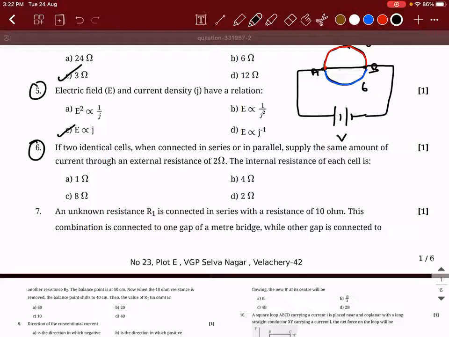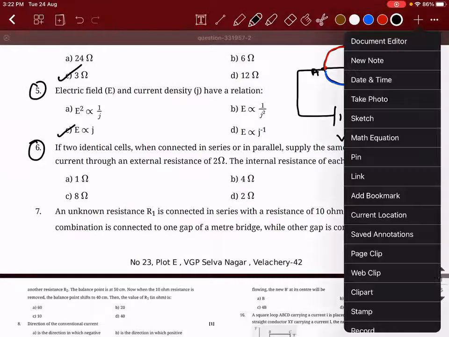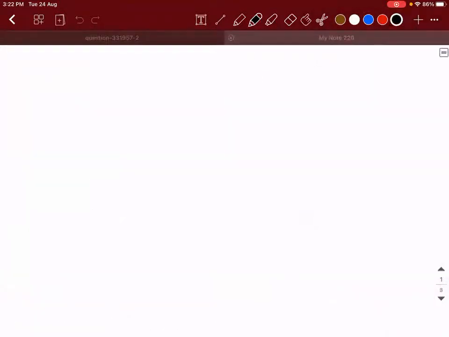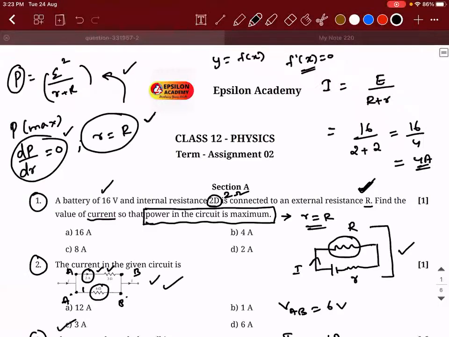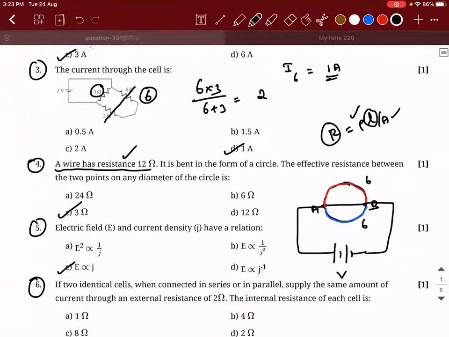We can take I equal to V by internal resistance plus external resistance, and for parallel also in the same way. Let's equate. How many of you solved this? I got 2 ohms, sir. Okay, but what is the logic? I'm concerned about the logic. I'm not worried about the answer.